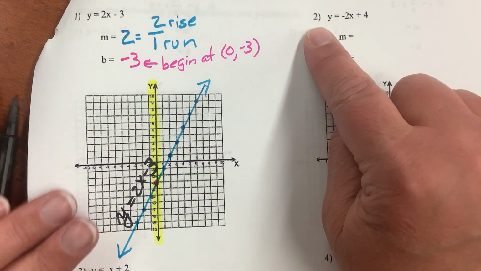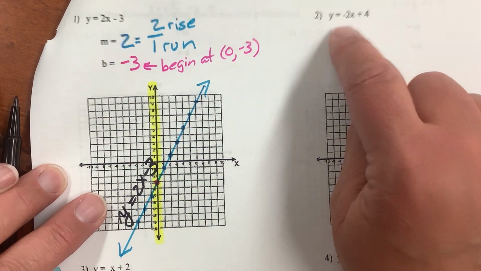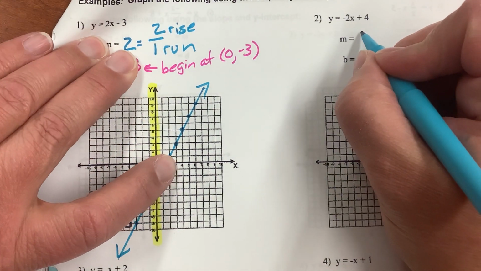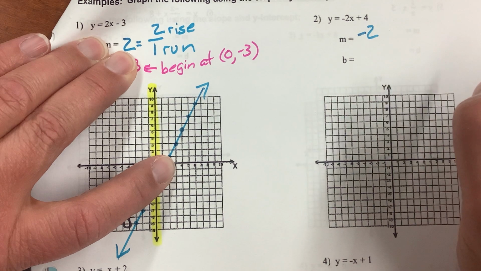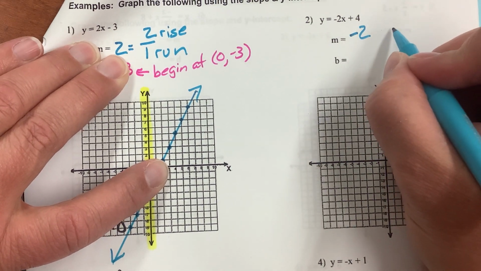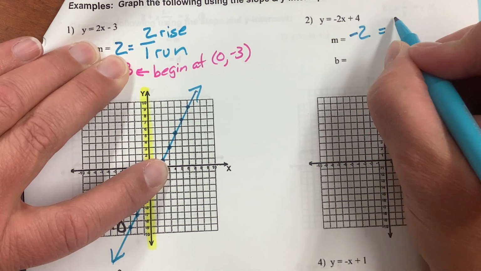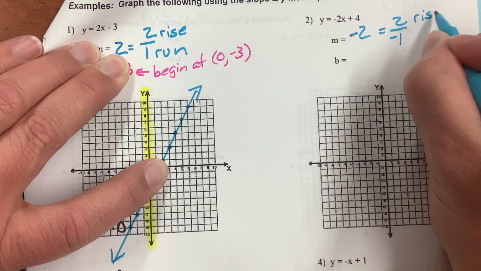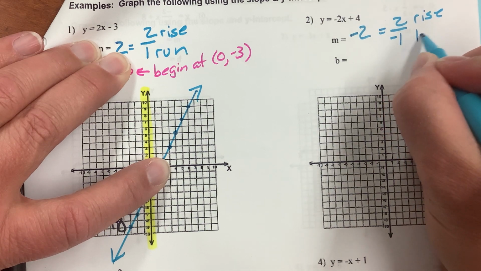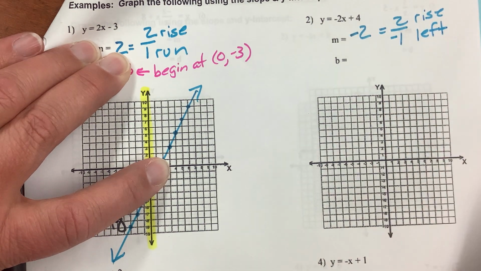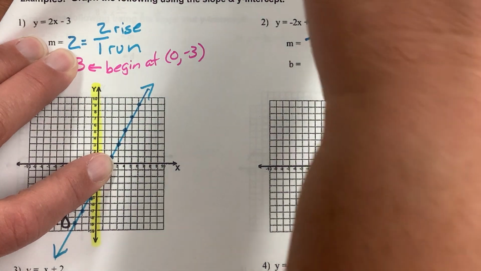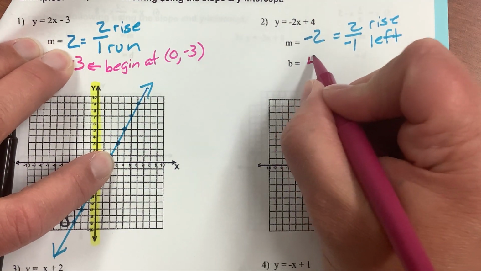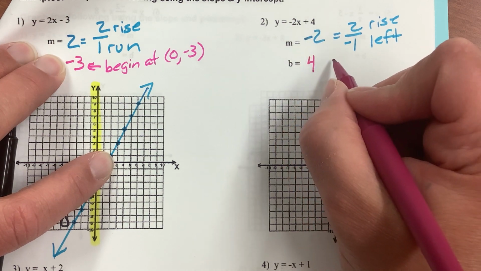So here we go. y equals mx plus b. m is what I'm multiplying, and look at that, that is negative 2. And what does that mean? Well, it's 2 over negative 1. That means rise 2, but then left. My run is to the left if it's negative. And my b here at the back is 4, so I'm going to begin at 4.